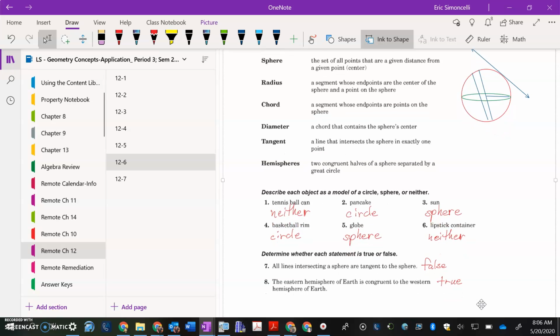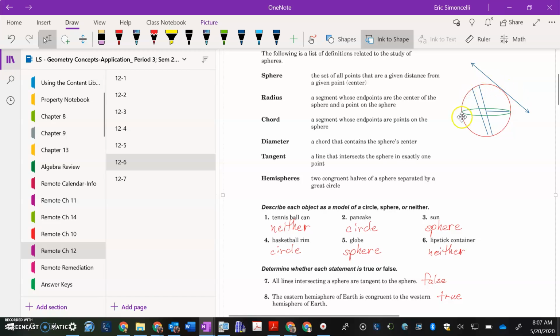Determine whether each statement is true or false. All lines intersecting a sphere are tangent to the sphere. Well, that's false. Now, in our depiction up above, yes, we do see a sphere of which a tangent here does in fact obviously touch the circle. Now, obviously, that's by definition a tangent, but if you had another line that cut through the sphere, intersecting it, that would technically go through, as we've seen with secants in the past.